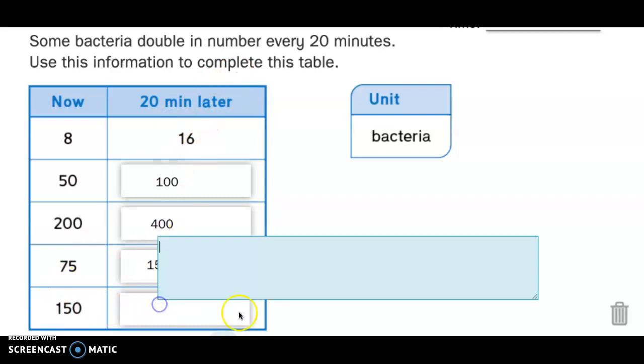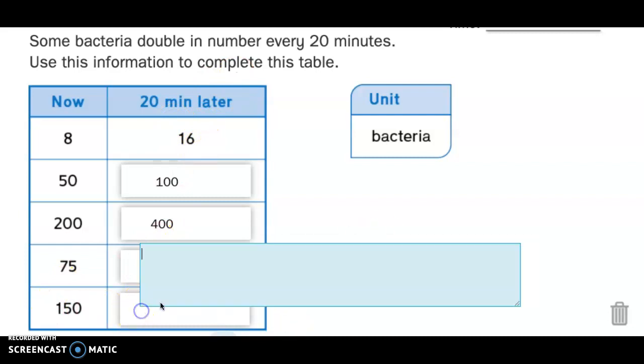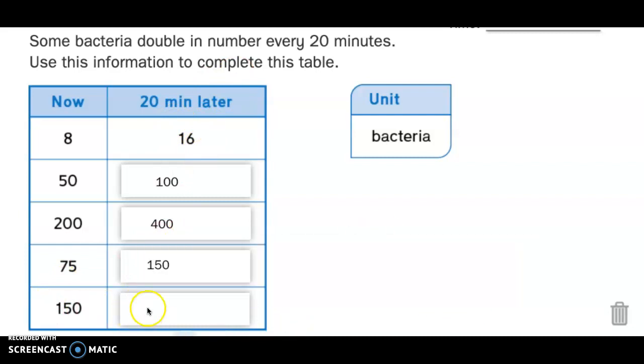We have to double it. 15 plus 15 is 30. Oh, that's not going to let me do that. So this is 300. If you do not have these correct or you didn't have them down, please fill them in now.